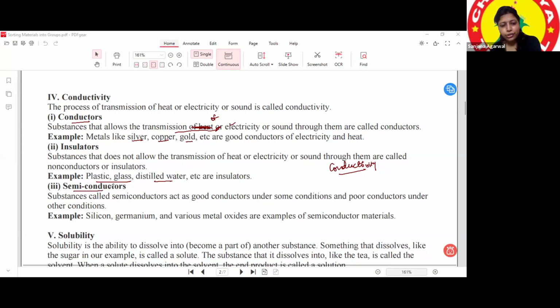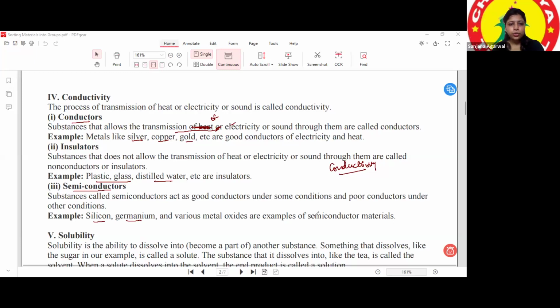As the name itself tells, semiconductor means those which lie in between the category of conductors and insulators. They are not very good conductors. They are not very good insulators. So substances that act as good conductors under some conditions only and poor conductors under other conditions are semiconductors. Like silicon, germanium, and various metal oxides are examples of semiconductor material.